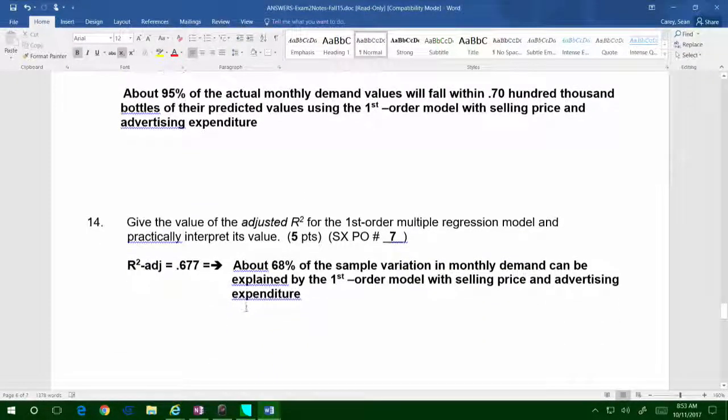Number 14 says give the adjusted R squared for the model and practically interpret that value. Again, this is coming from printout number 7. I highlighted it for you a little bit earlier. It's about 0.677. And so remember, you interpret this just like R squared. It's the proportion of variation explained by the model. So about 68% of the sample variation in Y, monthly demand, can be explained by the first order model that has X1 and X2 in it. Again, this interpretation, go back and look at all the ones we made in class. Same, except for the units of measurement and the different variables, but it looks the same.